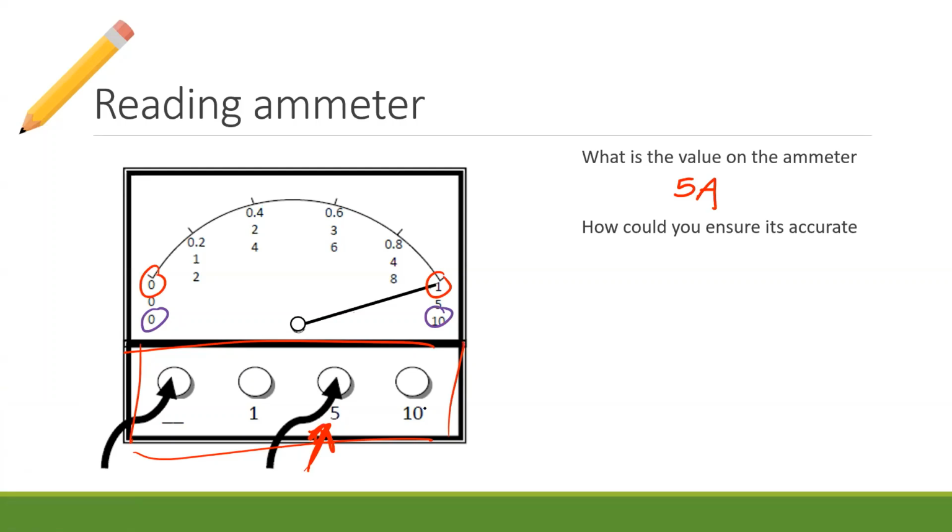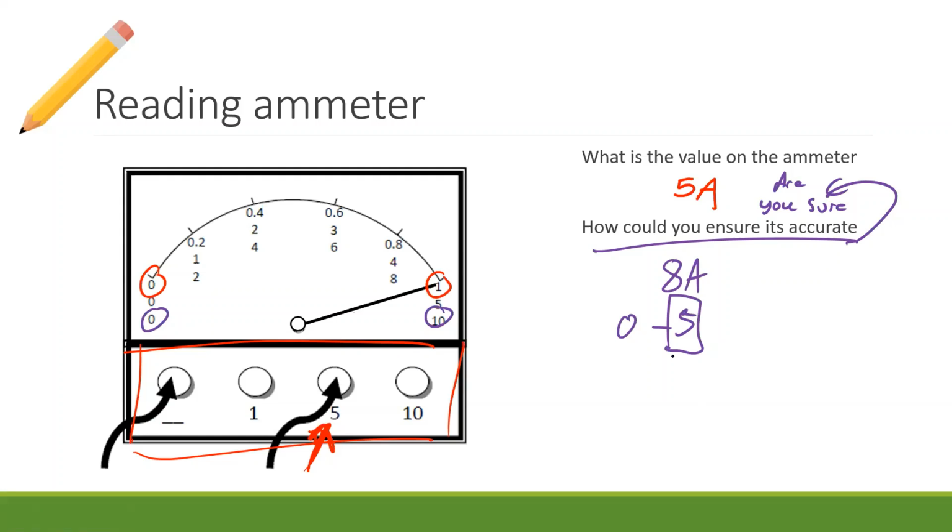Now here's something interesting. How could you ensure that this is accurate? I always like showing students this. This is a bit of a numeracy thing. Even though I said the answer is 5 amps, I could turn around and say, are you sure? Because think about it. Let's say it was 8 amps. Even if it was 8 amps in the circuit, and you were measuring between 0 and 5, it would max out. And that's actually the right use of the phrase max out. You would max out at 5 amps. So even though it's 8 amps, it could max out at 5.